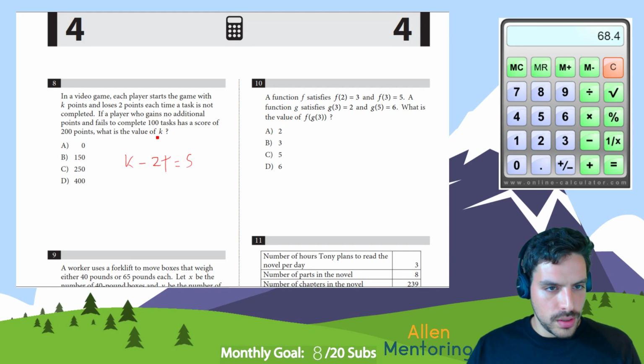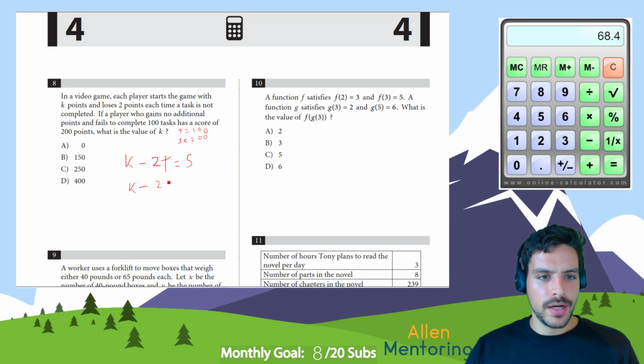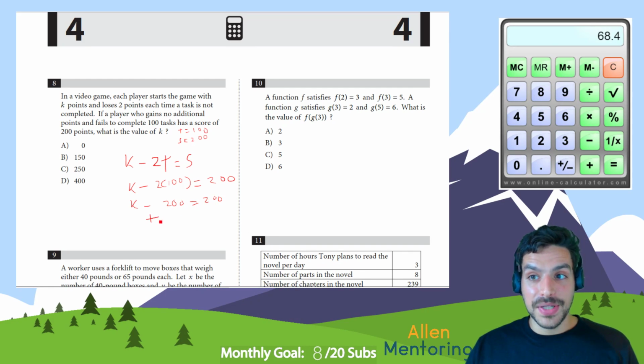All right, and so the question is, fails to complete 100 tasks, okay, so T is equal to 100, has a score of 200, so the final score is 200, okay, what is K going to be equal to? So we can solve that. We'll just plug in 100 for T, and we'll set S to 200, and now we'll just solve for K. K minus 200 is equal to 200. We're going to do the opposite to both sides. So we're going to add 200 to both sides. Okay, and so K is going to be equal to 400.